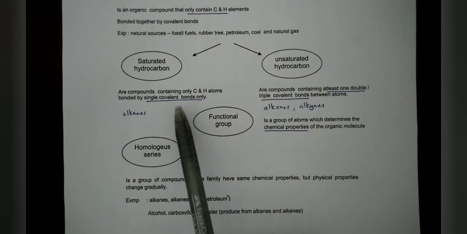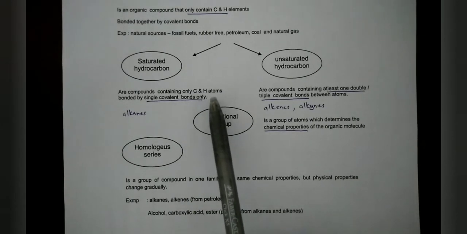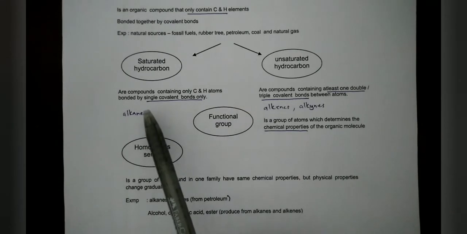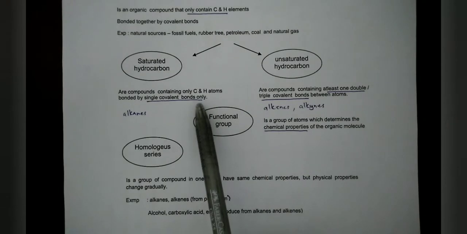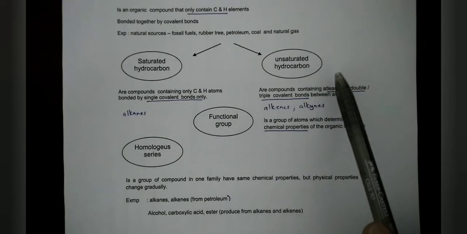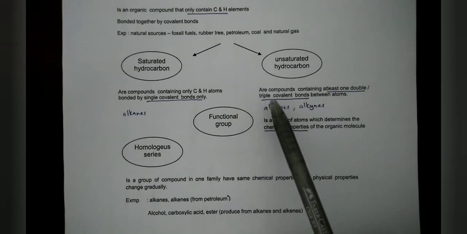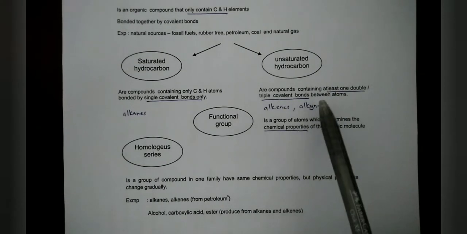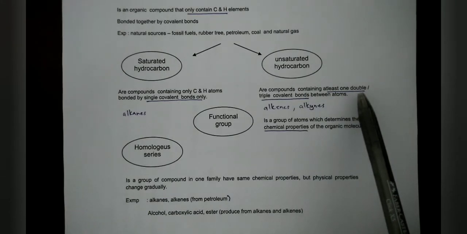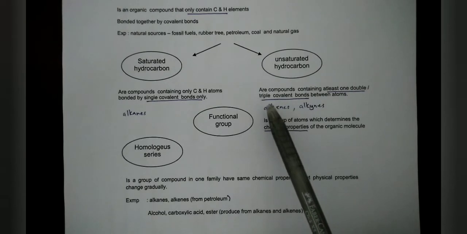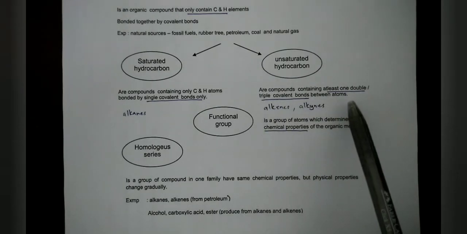Saturated hydrocarbon are compounds that containing only carbon and hydrogen atoms bonded by single covalent bonds only. But the unsaturated hydrocarbon, why we call unsaturated hydrocarbon? Because compounds that containing at least one double covalent bond or one triple covalent bonds between atoms.